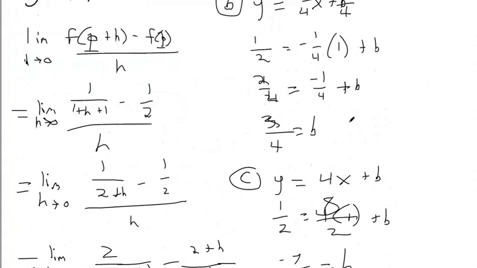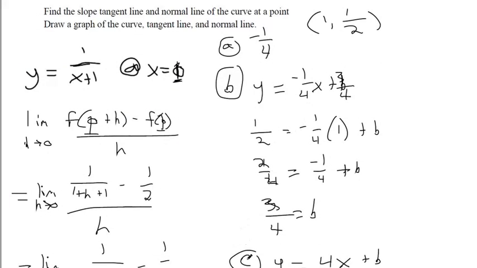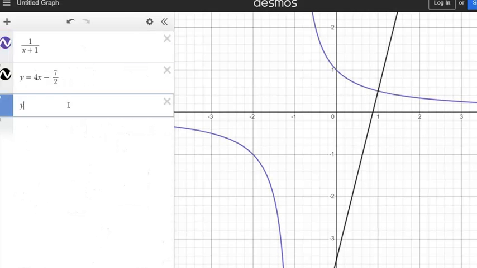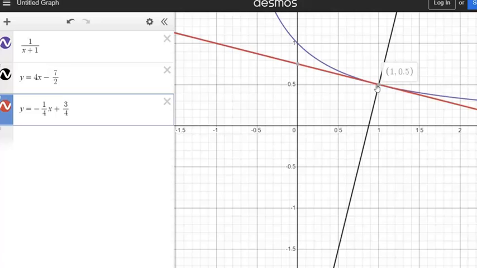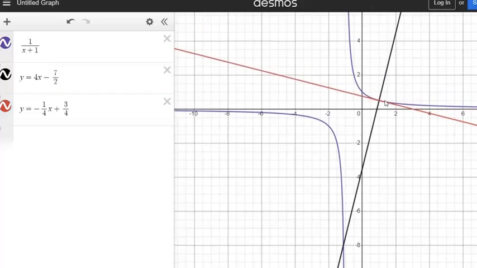Doesn't that look like it's crossing at a right angle? And we could verify that by graphing our tangent line, negative 1/4 x plus 3/4. Y equals negative 1/4 x plus 3/4. There we go. The tangent line is crossing at just one point on the graph, at x equals 1 like we wanted. And the normal line is perpendicular. So that's what they want you to be doing when they say graph it, just to see those graphs in action.